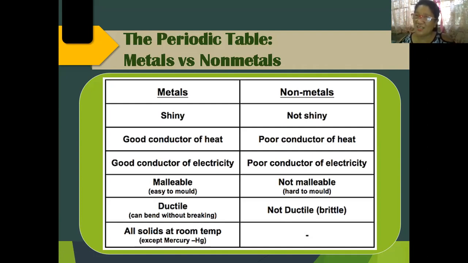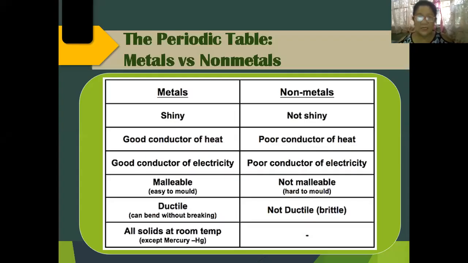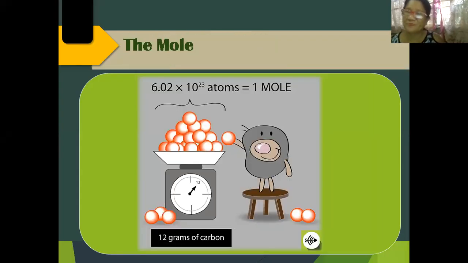It could be liquid, solid, or gas in the non-metal. Okay. So next is the mole.